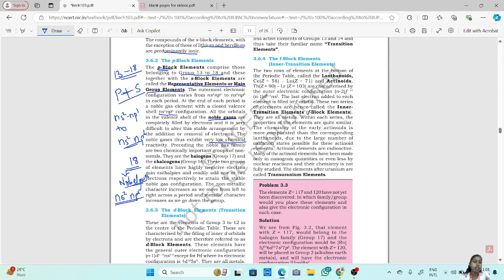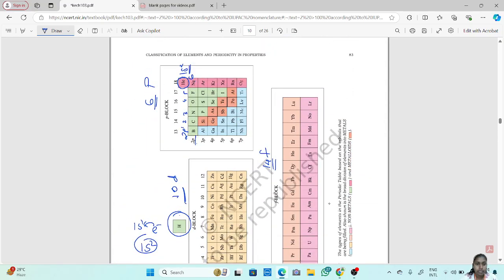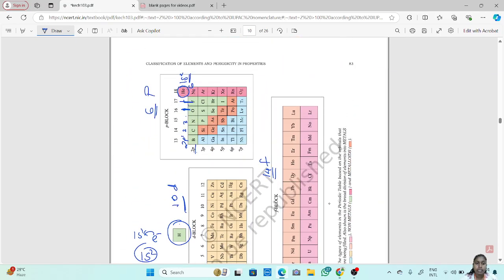Now before the noble gases, group 17 and group 16. So this is group 17 and this is group 16. These are the preceding groups. These are the most important groups of non-metals. They are halogens and chalcogens. So group 17 is halogen, and group 16 is chalcogen. So these are the two important non-metallic groups.